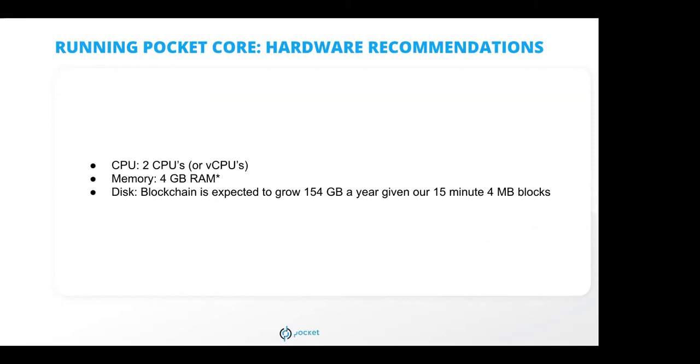The first thing, and this one we inherit directly from Tendermint, is that they recommend you use 2 CPUs per process, or 2 vCPUs. A Pocket Core in and of itself can run on single CPU threads and even on half-time CPU threads. But the recommendation that comes from Tendermint is to run on 2 CPUs, which is why we're going to recommend the same.